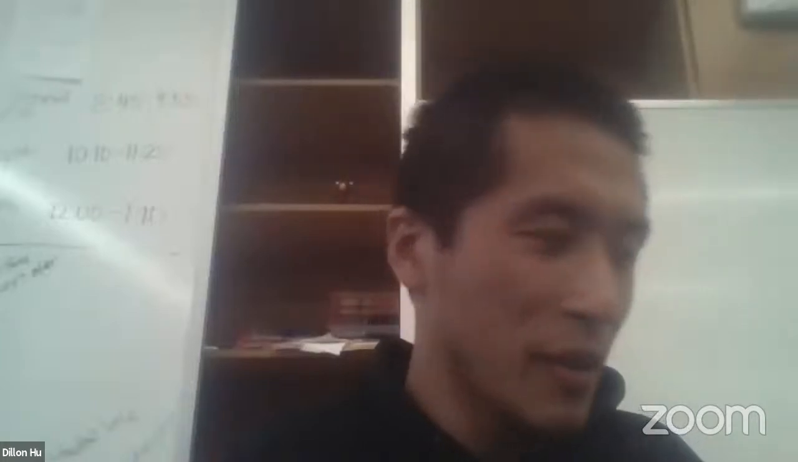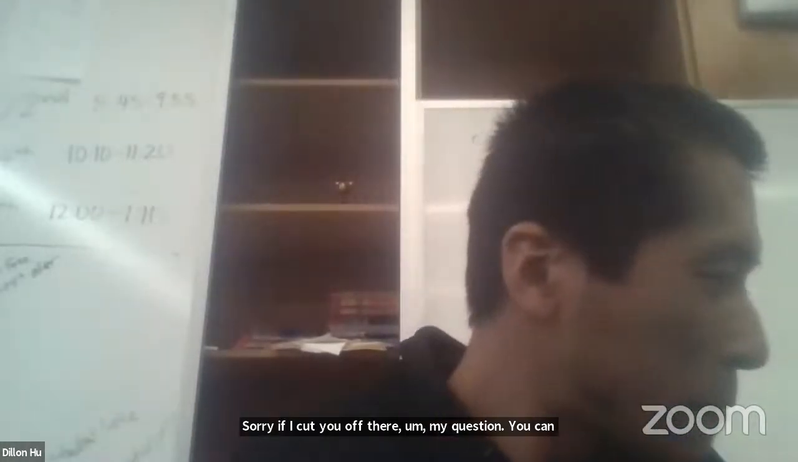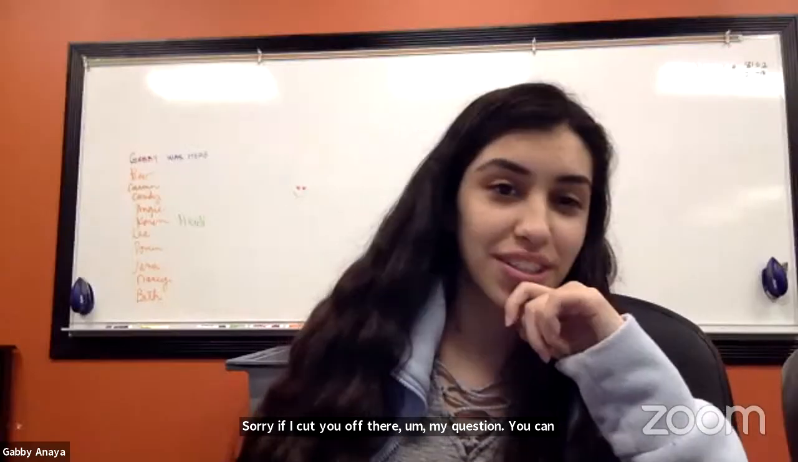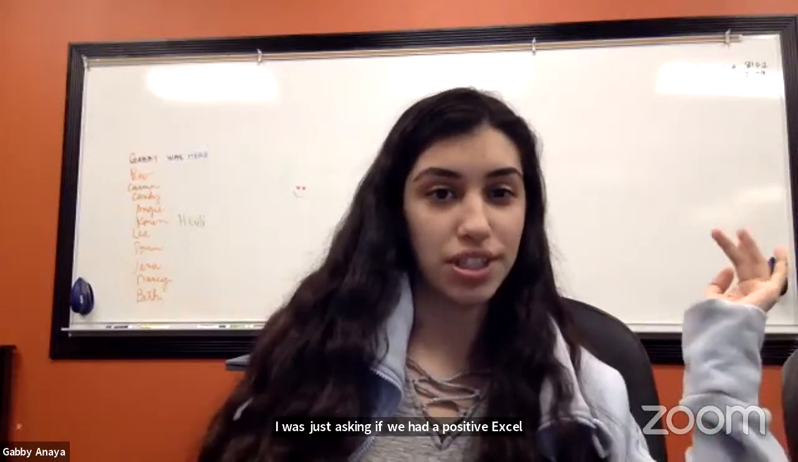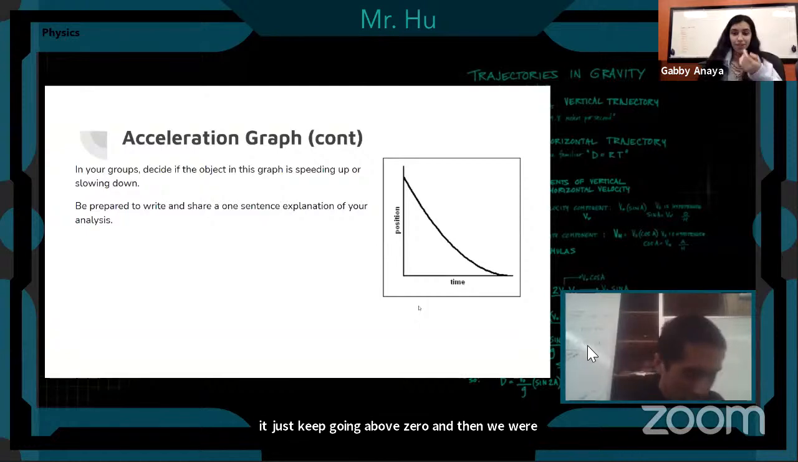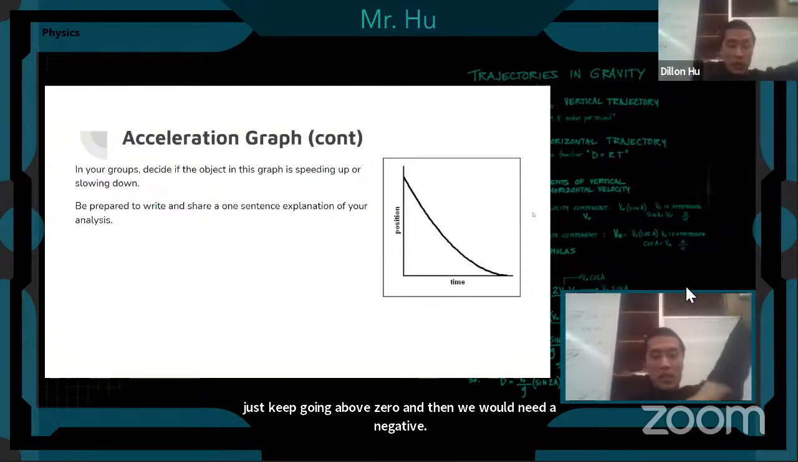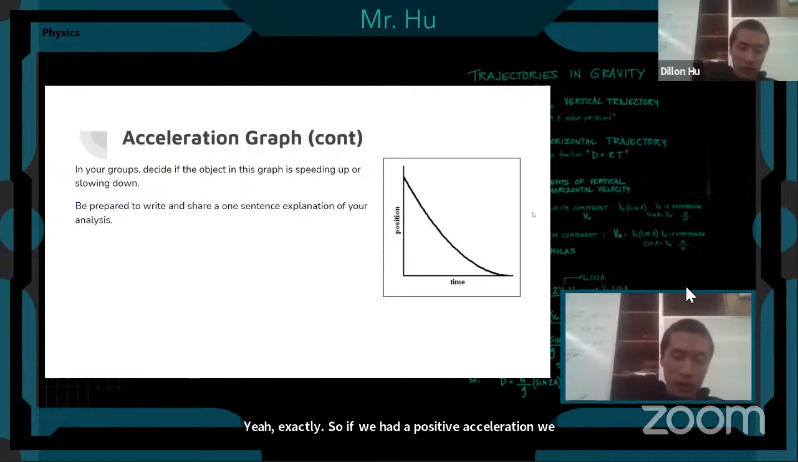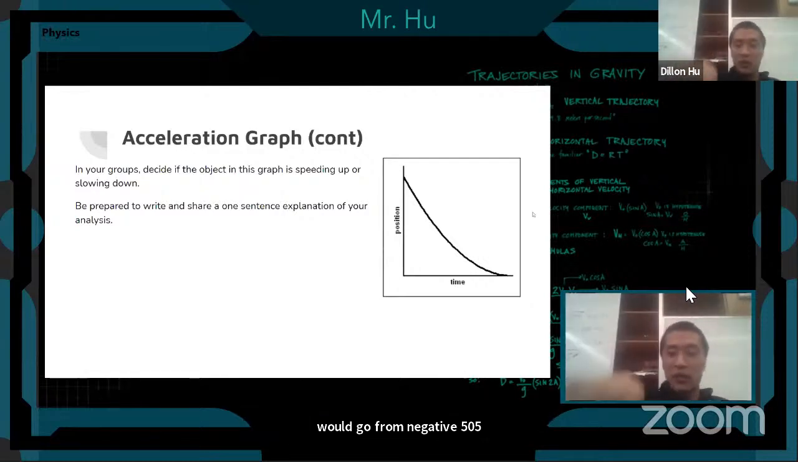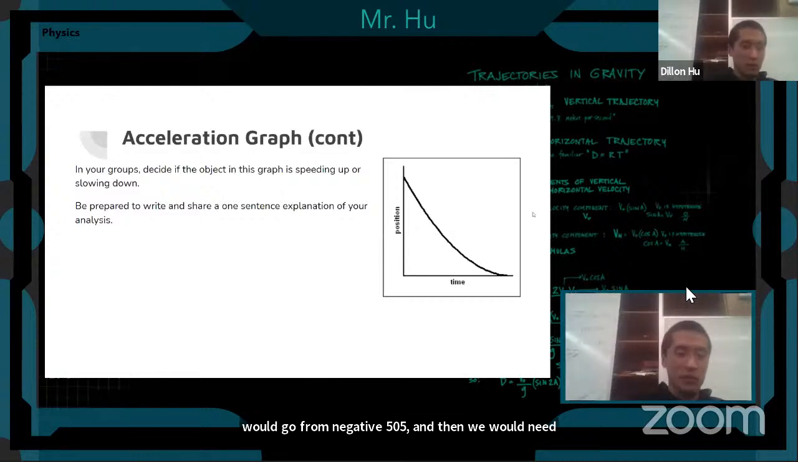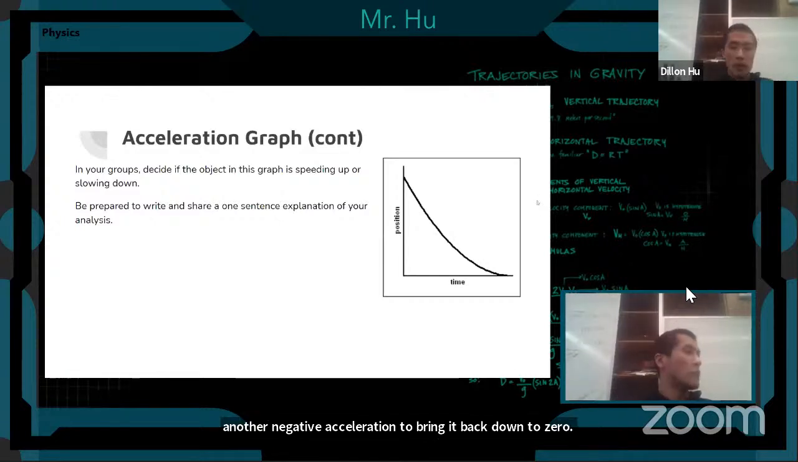Sorry if I cut you off there, mid-question. What was your question, Gabby? Oh, I was just asking if we had a positive acceleration, then wouldn't it just keep going above zero, and then we would need a negative acceleration? Yes, exactly. So if we had a positive acceleration, we would go from -5 to 0, 5, and then we would need another negative acceleration to bring it back down to 0. Yeah. Okay.